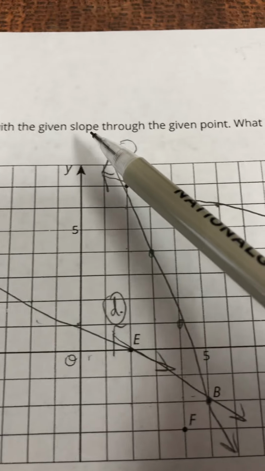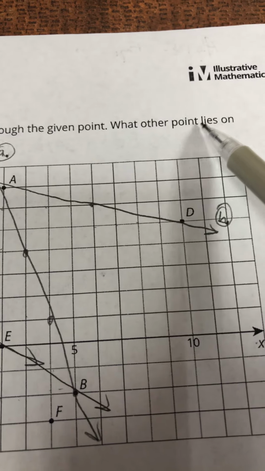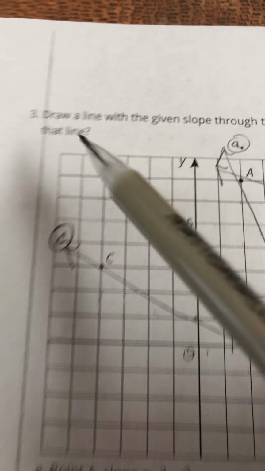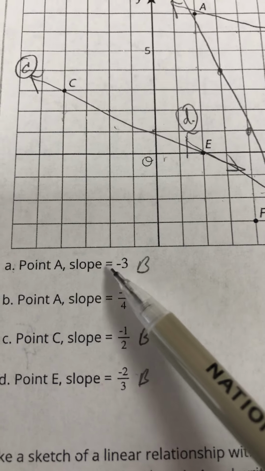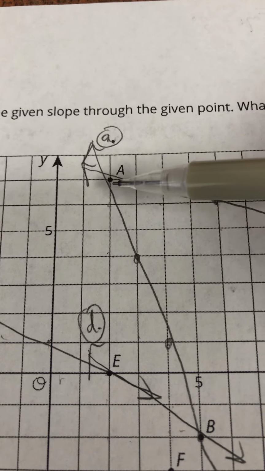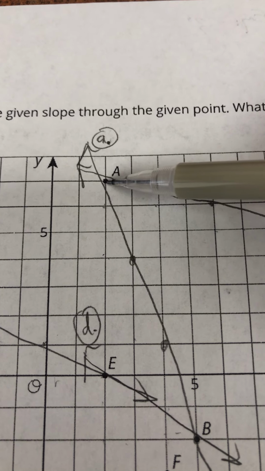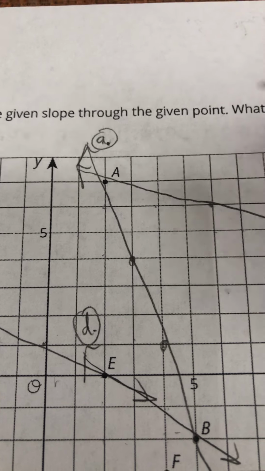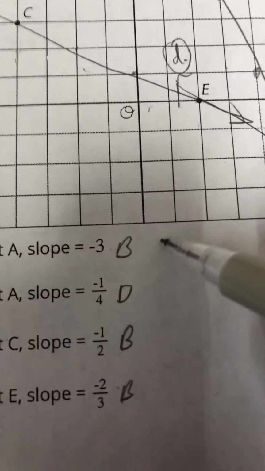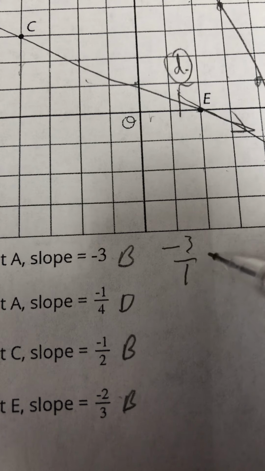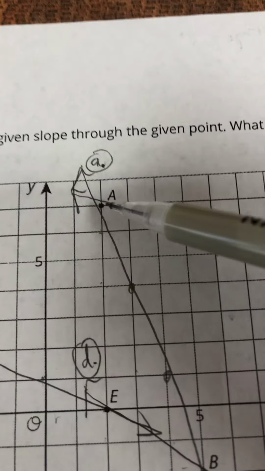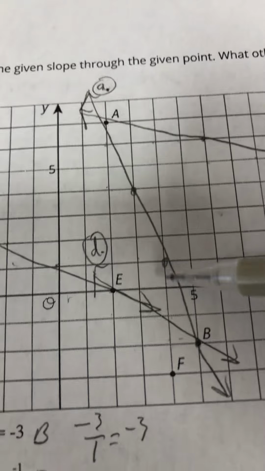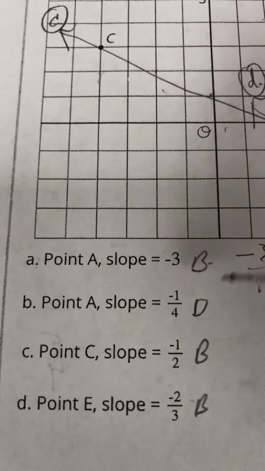For number 3, draw a line with the given slope through the given point. What other points lie on that line? So for A, I start at point A and I have a slope of negative 3. That means down 3 over 1. Negative 3 over 1 equals negative 3. So down 3 over 1, down 3 over 1, down 3 over 1, boom, I hit B. So B is going to be an answer for A.